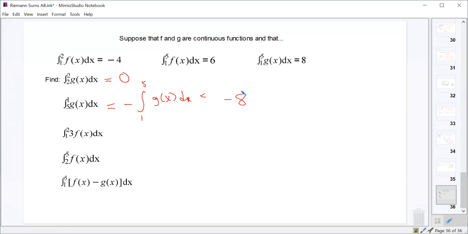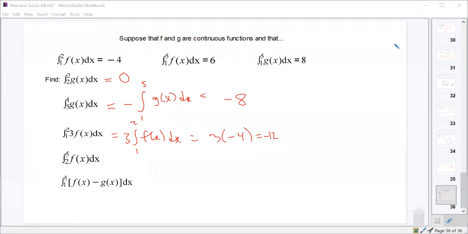What about the integral from 1 to 2 of 3 times f of x? -12. So that ought to be 3 times the integral from 1 to 2 of f of x, and the integral from 1 to 2 of f was -4, so that's 3 times -4.